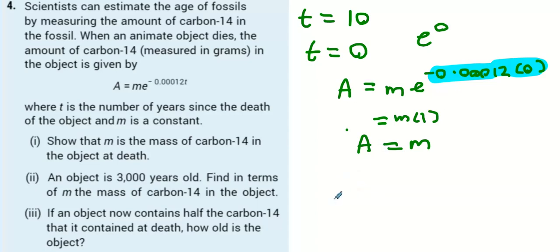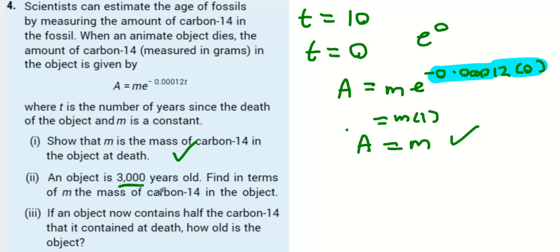So this formula actually now becomes A equals M, yeah. Okay. So M is the mass of the carbon 14 in the object at death. Yeah, done. It's just M on its own. Done. Alright guys.